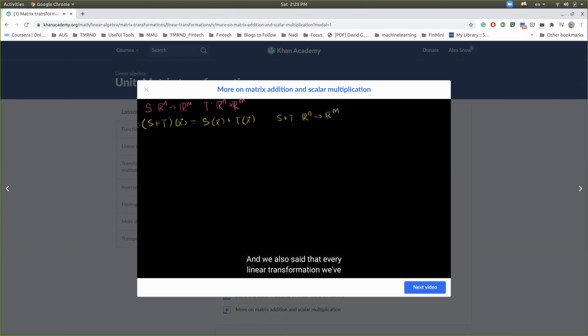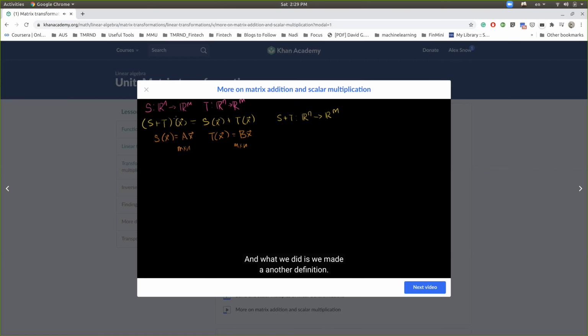And we also said that, look, every linear transformation we've shown in a previous video can be represented as a matrix. That we could say that S of X is equal to some matrix A times X. And we could also say that T of X is equal to some matrix B times X. And both of these would be M by N matrices. And let me write that, M by N, both of these. Because these are both mappings from Rn to Rm.